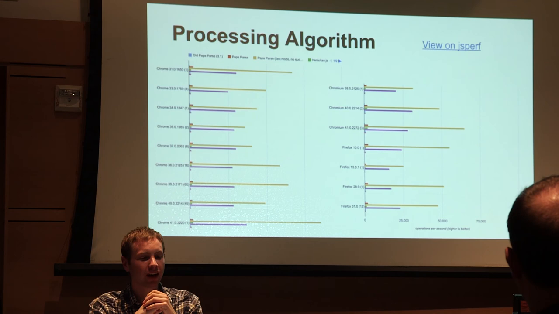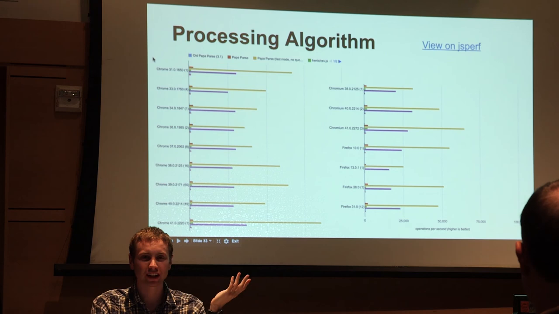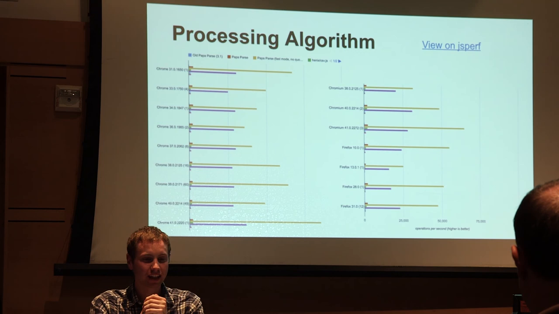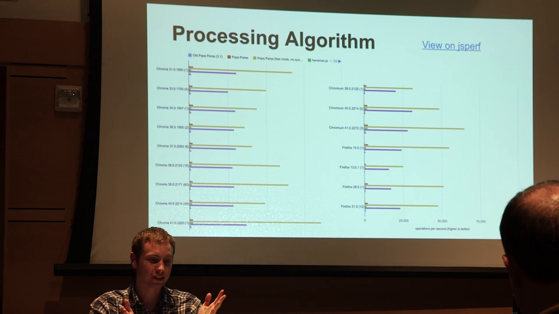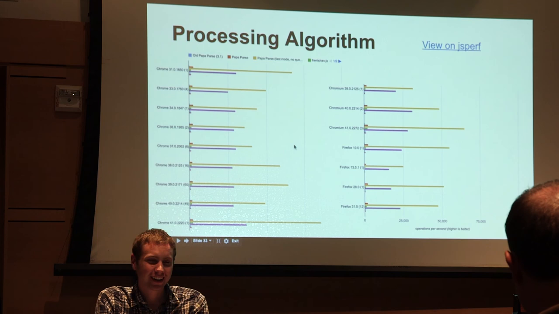So Papa Parse 4 has a fast mode, which is the orange line, compared to the red line, which is Papa Parse without fast mode. And the fast mode is no magic. It's just string.split on the delimiter. And it's blazing fast. It's super easy to detect if a file needs it. And if it can use it, then it does. You can't even see the old Papa Parse, the blue line, in comparison. But notice here that in this case, Chrome is much faster than Firefox. So you have to kind of think about these things.